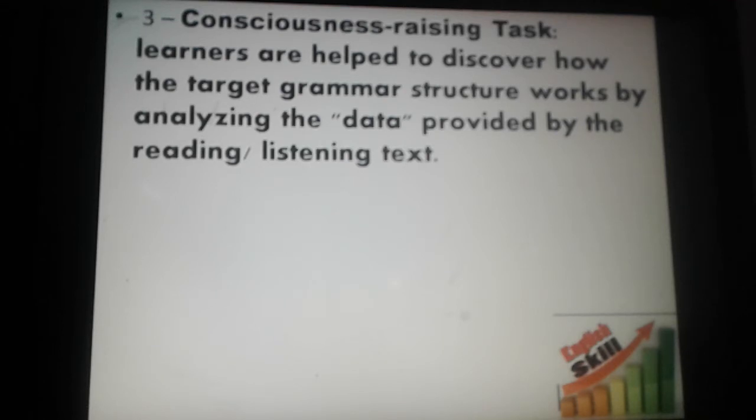Consciousness raising tasks. Learners are helped to discover how the target grammar structure works by analyzing the data provided by a reading or listening text.